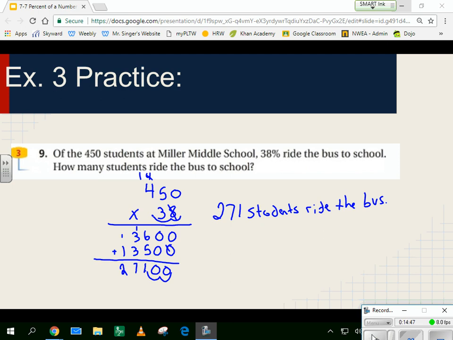All right, so here's the answer I got. 271 students ride the bus. So I just moved the decimal on the percent to make it a 0.38 instead of 38%. And when I multiplied, I got 171. So that seems right because it's less than half, so it's got to be smaller than half the 450. So it makes sense that that's how many students actually ride the bus to school every single day, or I guess it doesn't say every single day.